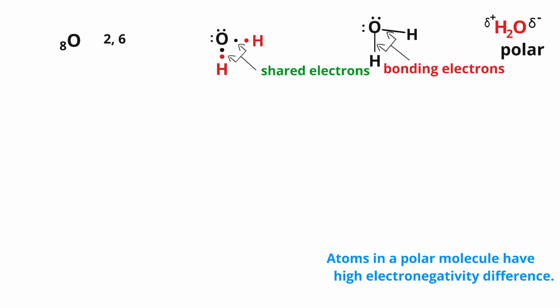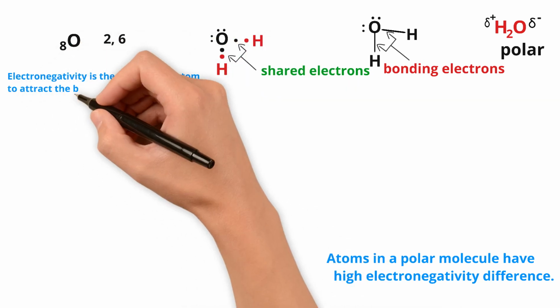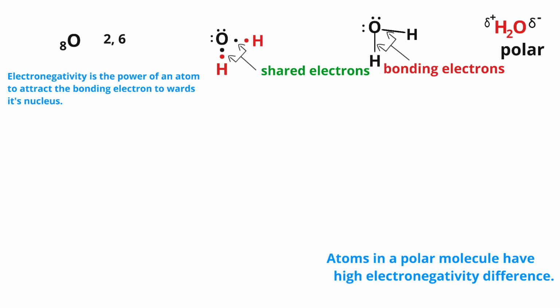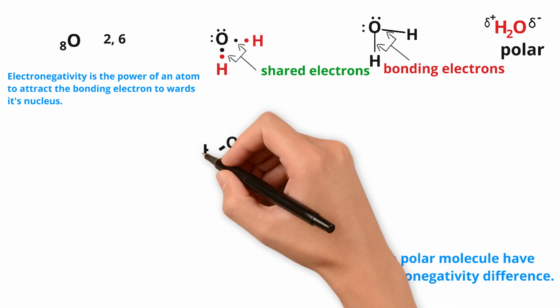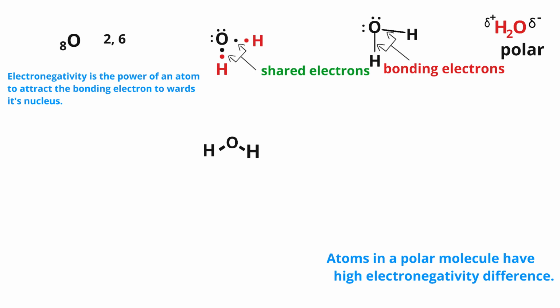Atoms in a polar molecule have a high electronegativity difference. Electronegativity is the power of an atom to attract the bonding electrons toward its nucleus. Now let us consider one water molecule. It forms intermolecular force with another water molecule. This is a broken line. We call it intermolecular force that exists between two water molecules.